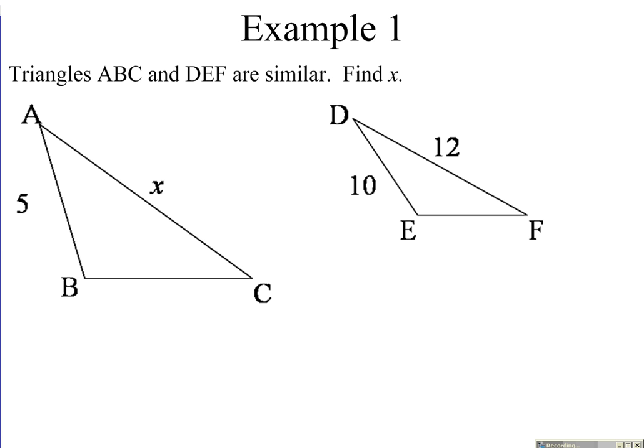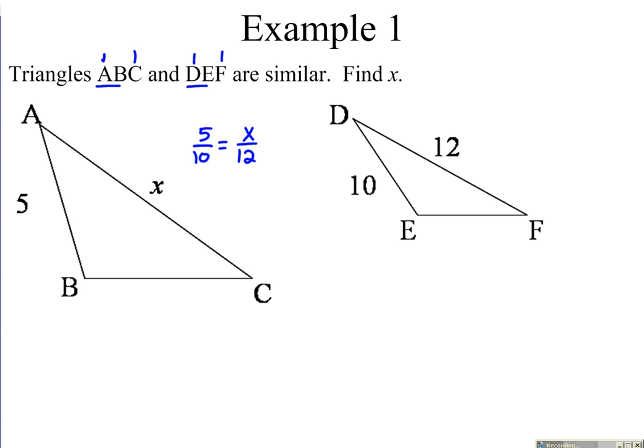Triangles ABC and DEF are similar. Find X. Well, looking at our similarity statement, AB and DE are proportional. So that means that 5 over 10 is a true ratio. And finally, the side we're looking for is AC. That's AC, so that means that's going to be proportional to DF. So that is going to equal X over 12.